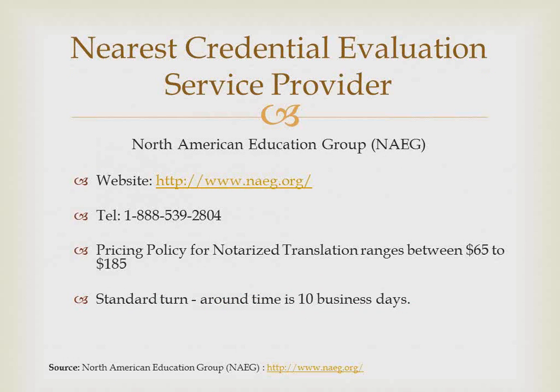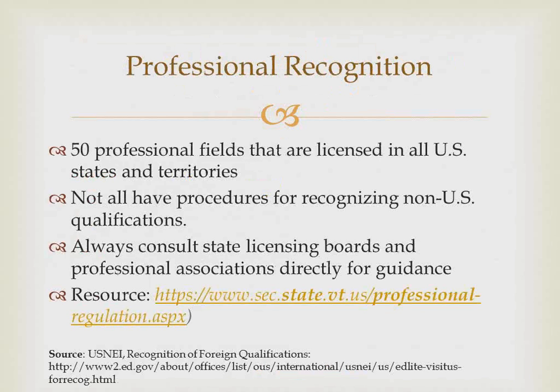On the last slide, I was about to talk to you about professional recognition, which really is the introduction to the next subject. A lot of immigrants and refugees come here with professional qualifications from back home. Of course, they have to be licensed, specifically for professions such as medical and electrical and such. There are 50 fields that are licensed in all U.S. states and territories. Not all of them are actually able to be recognized here.